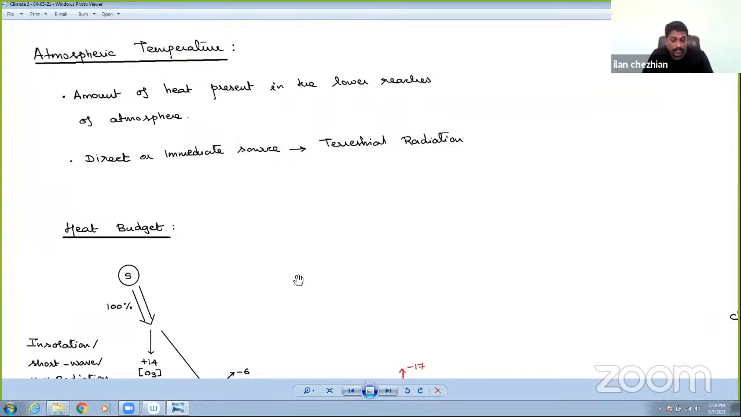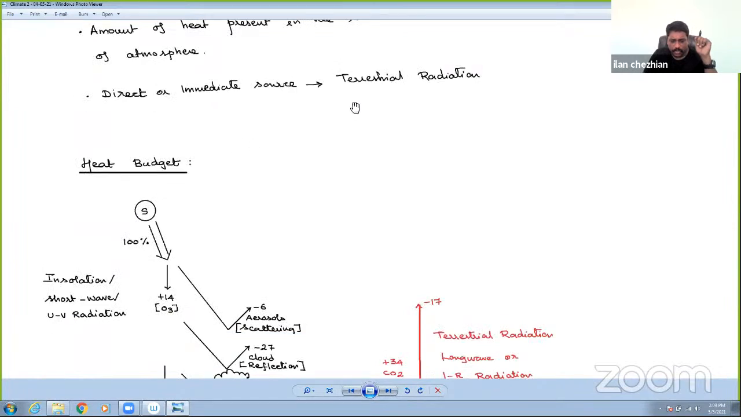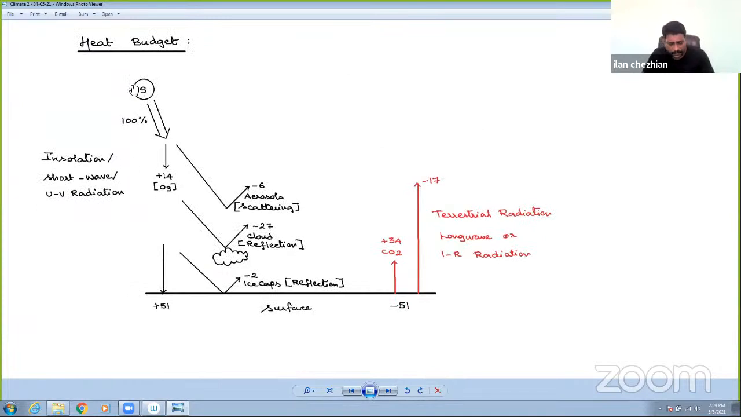Terrestrial radiation. Because we know the fact, sun's rays will be heating the surface, correct? Insolation does not heat up the atmosphere directly. It will heat the surface, and the energy or the heat that is liberated from the surface is the one which is going to heat the atmosphere, right? That's the reason I said, my friend, the direct source or immediate source is what? Terrestrial radiation. Okay. Then we talked about a very important concept called heat budget, my friend. What is a heat budget?